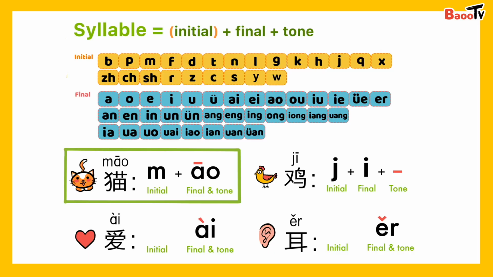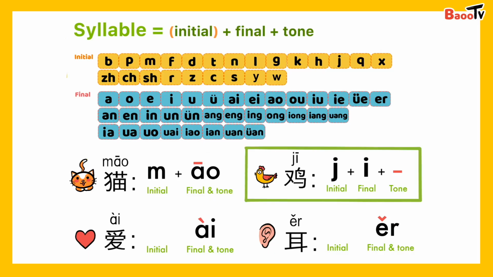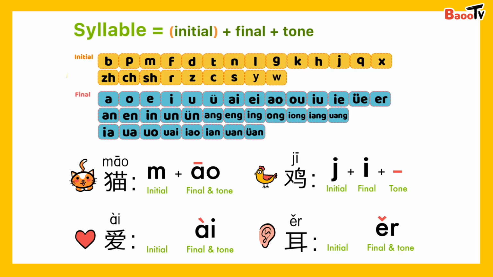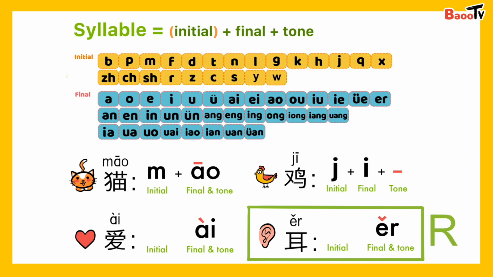Mo, ao, mao, ji, yi. For some words, they don't need an initial letter. Then it will only have final letters to pronounce the sound. For example, er. Here, the E and R together are pronounced like R. It sounds like the R in English.